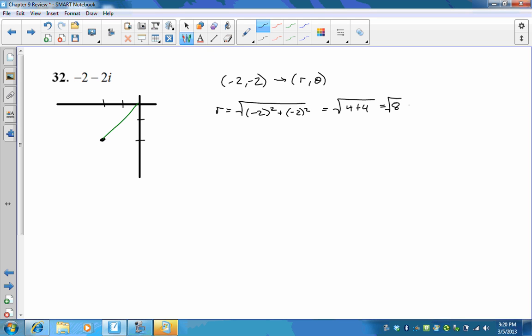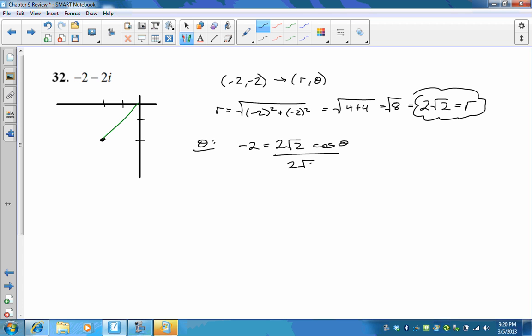Then get my angle to find theta. We'll do x equals r cosine theta. X is negative 2 equals r, which is 2 square root of 2, times cosine theta. And then we will divide both sides by 2 root 2. Over here, everything cancels. Over here, negative 2 and 2 root 2 leaves negative 1 over just the square root of 2, which is equal to cosine theta.